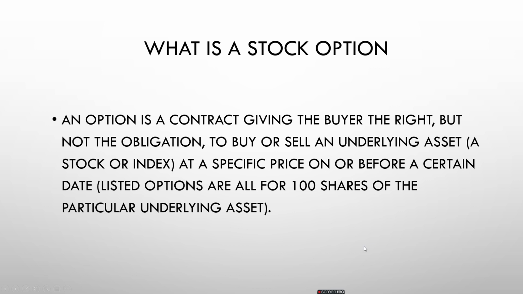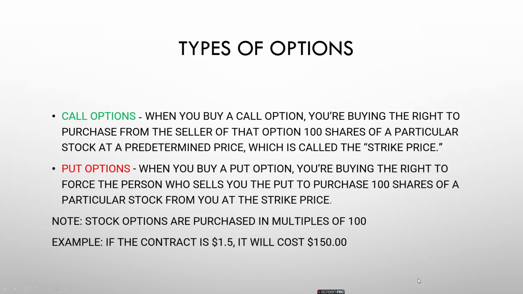So, the types of options that we have are call options. When you buy a call option, you're buying the right to purchase from the seller of that option 100 shares of a particular stock at a predetermined price, which is called the strike price. Call options are highlighted in green because that's bullish. You would be buying that option because you think the price of that call option is going to increase in value.